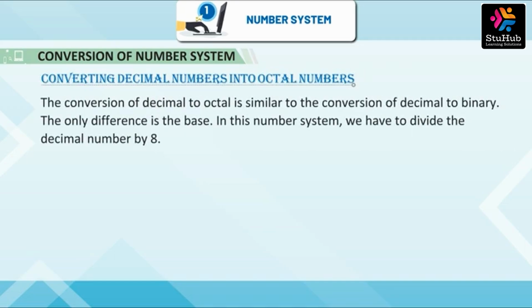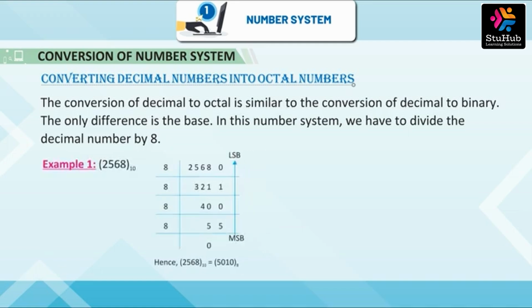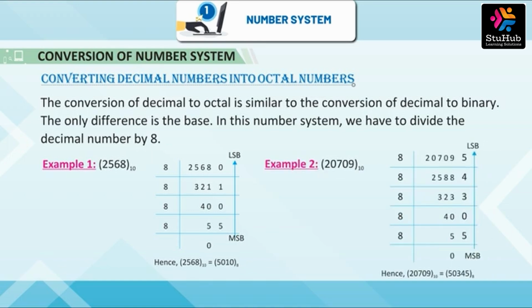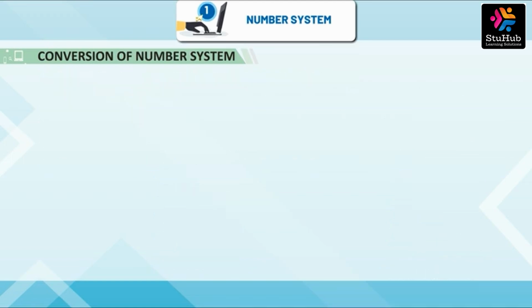Converting decimal numbers into octal numbers. The conversion of decimal to octal is similar to the conversion of decimal to binary. The only difference is the base. In this number system, we have to divide the decimal number by 8. Example 1. 2568 with base 10. Hence, 2568 with base 10 is equal to 5010 with base 8. Example 2. 20709 with base 10. Hence, 20709 with base 10 is equal to 50345 with base 8.